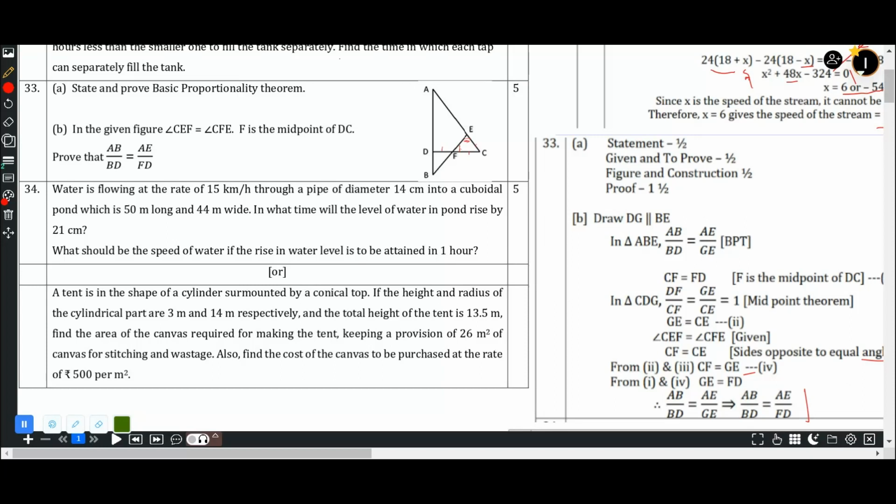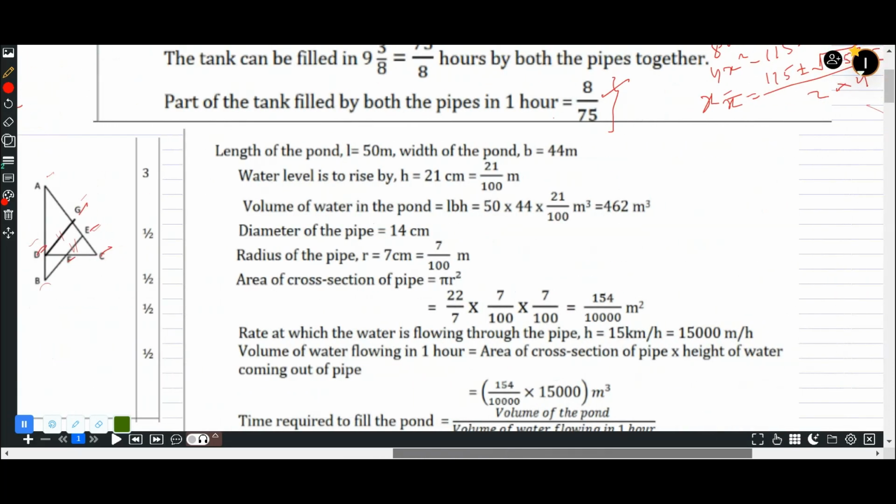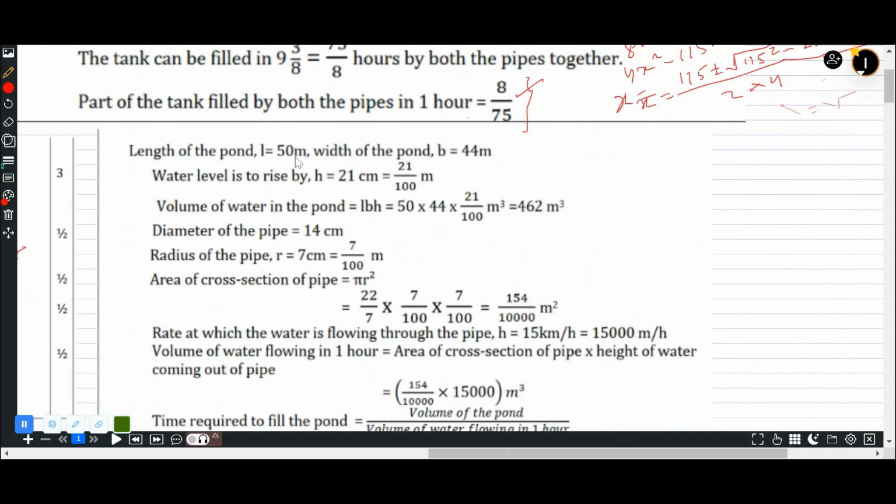Cuboid has got length and width and height. Rise by 21 centimeters. So all of this is given. All you have to do is match the volume. So length of the pond is 50 meter, width of the pond is 44 meter. Water level is to rise by h is equal to 21 by 100 meter. So volume of the water in the pond is LBH, it's a cuboid. 50 into 44 into 21 by 100 is 462 meter cube.